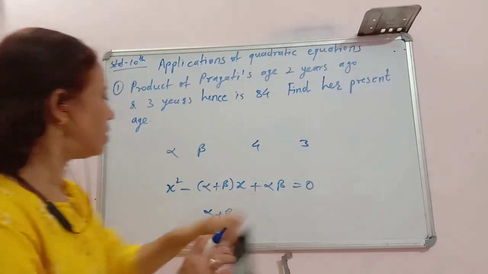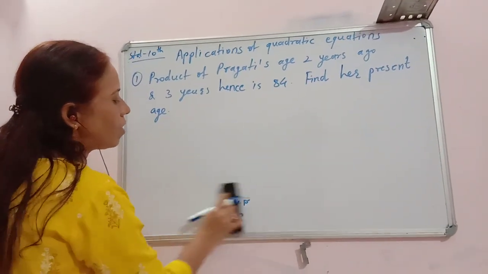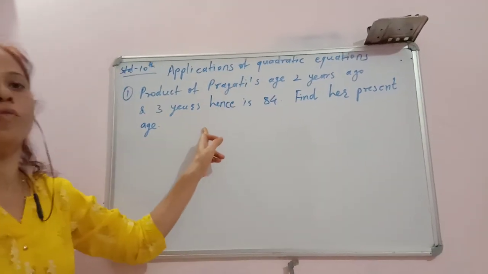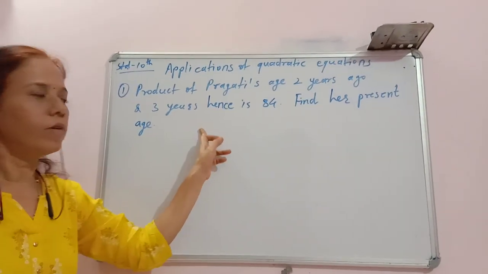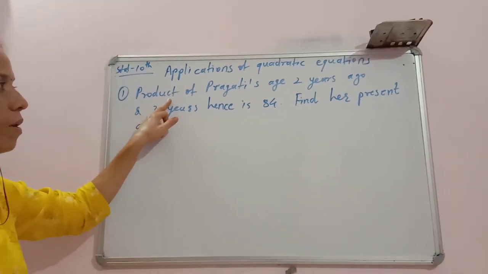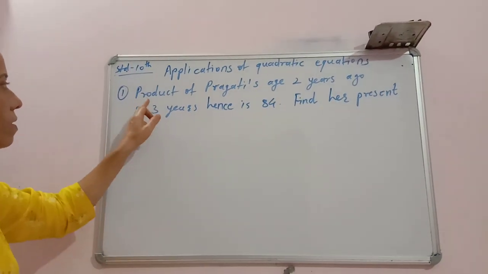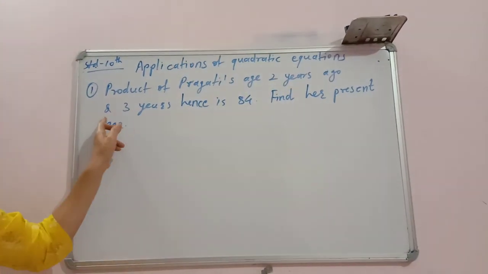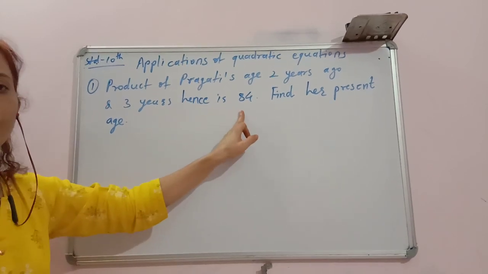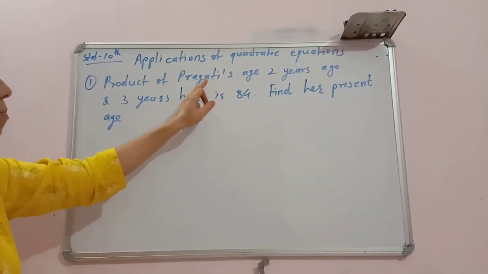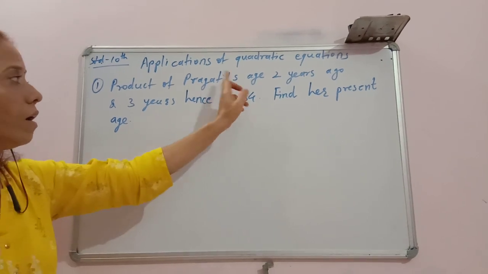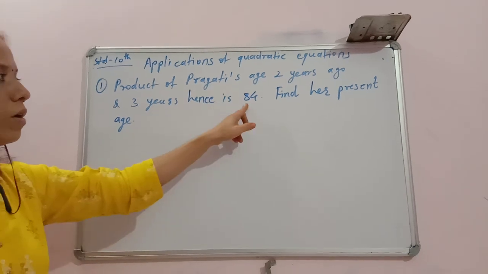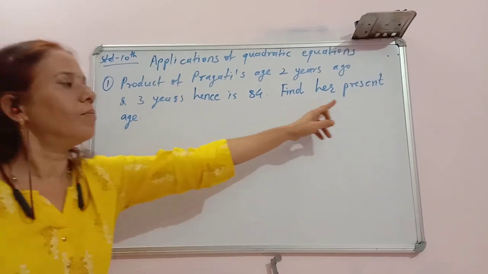Now the next topic is applications of quadratic equations. We can use these quadratic equations to solve the problems in our day-to-day life. For example, the first example from exercise 2.6 is this. The product of Pragati's age 2 years ago and 3 years hence is 84. What information is given here? Pragati's age is not given, but her age before 2 years and after 3 years, and their product is 84, and we have to find her present age.